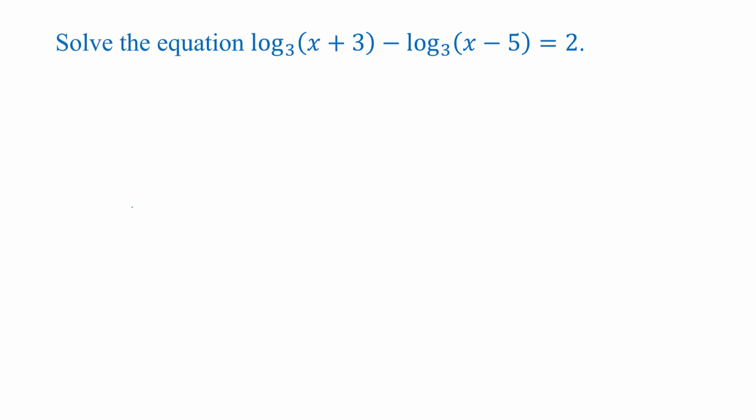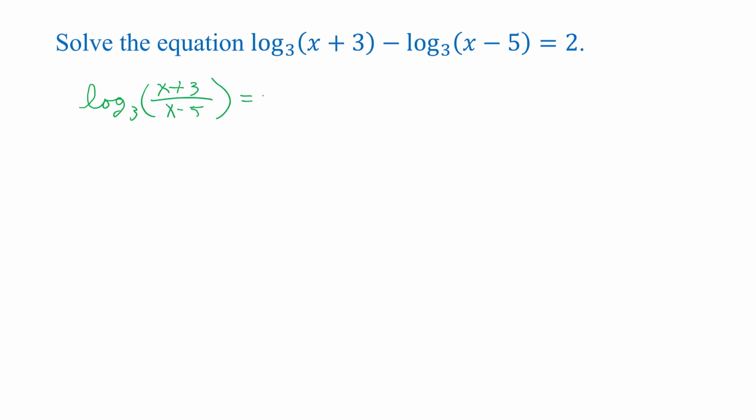Let's go on and try some problems. First of all, we'll solve the equation log to the base 3 of x plus 3 minus log to the base 3 of x minus 5 equals 2. And first of all, I'm going to use the difference property of logarithms to rewrite the left side as log to the base 3 of x plus 3 over x minus 5.